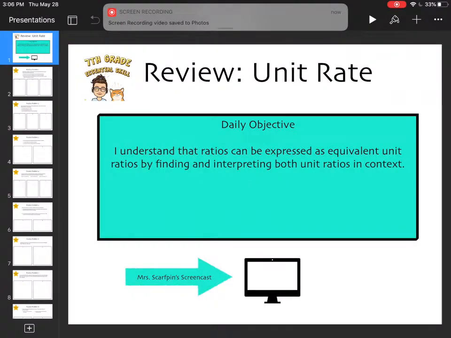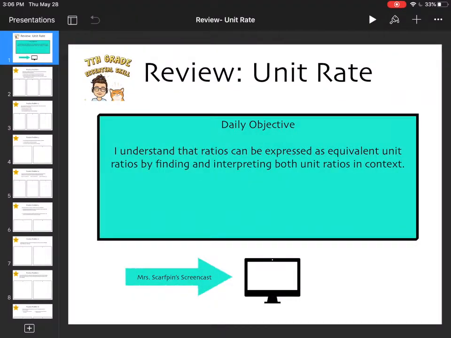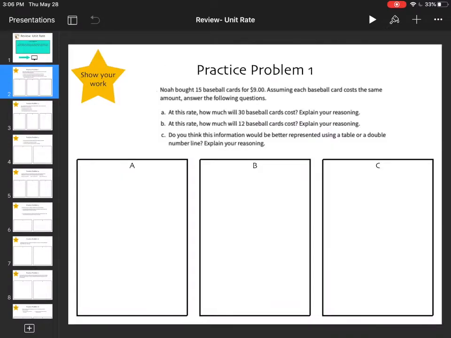All right, today we're going to talk about unit rates. I can understand ratios can be expressed as an equivalent unit rate. Unit rate means finding for one.